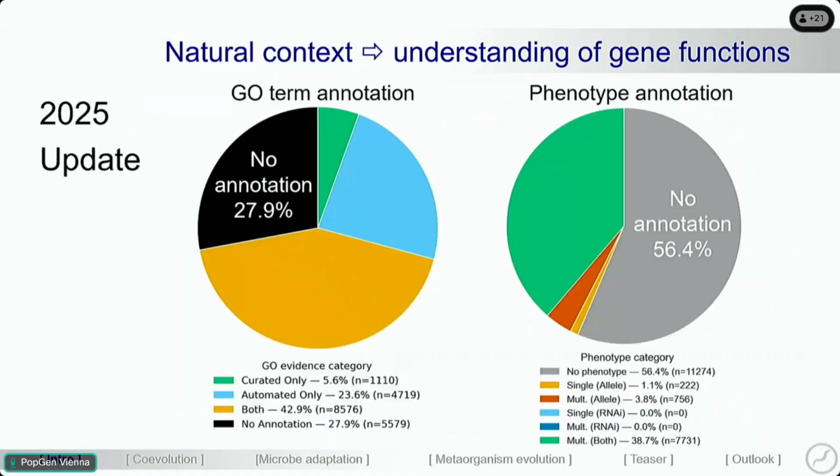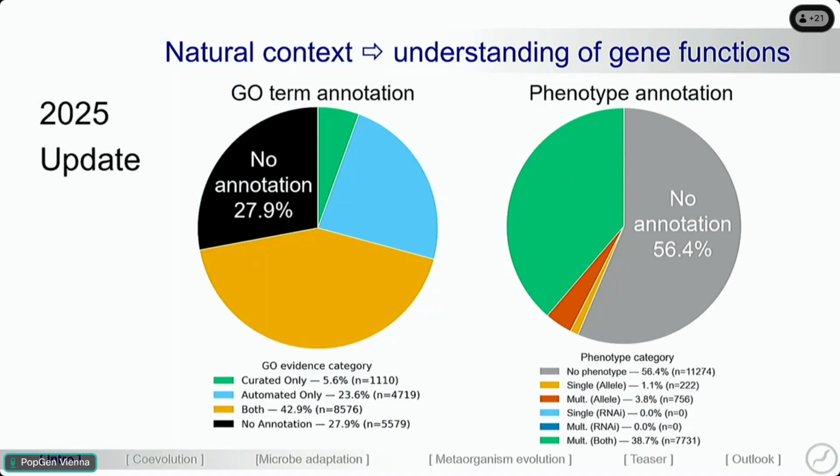We repeated that analysis last year. There is a much stronger reduction regarding GO-term annotation, but for phenotype annotation, we're still above 50%: more than half of the genes of the C. elegans genome have no phenotype annotation. And again, considering that more than 20,000 labs are working with this nematode, this is amazing.